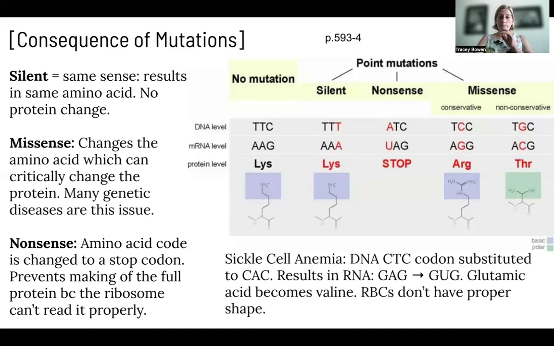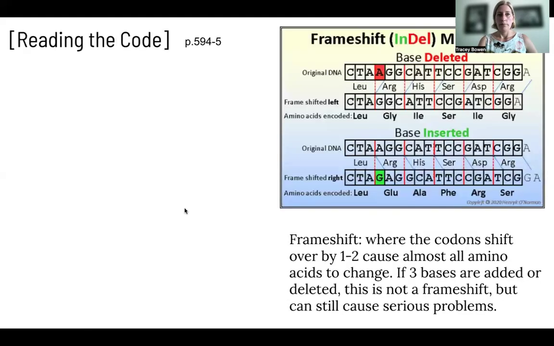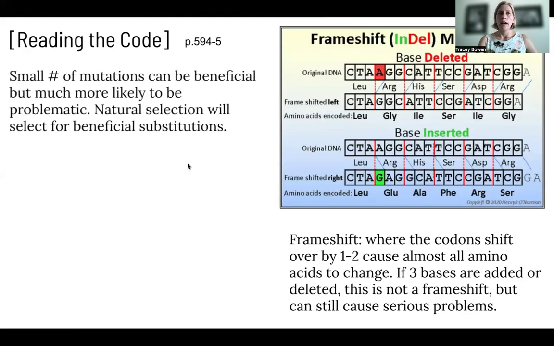With sickle cell anemia, what's happened is there has been a base substitution. And so instead of CTC, we have CAC, and that results in the RNA going from GAG to GUG. And that means glutamic acid is no longer being coded for, it becomes valine. And because of the structure of valine versus glutamic acid, the bonding, meaning the hydrogen bonding, doesn't occur similarly. And so instead of it forming a round shape, it flops open, and red blood cells then subsequently don't have the proper shape.